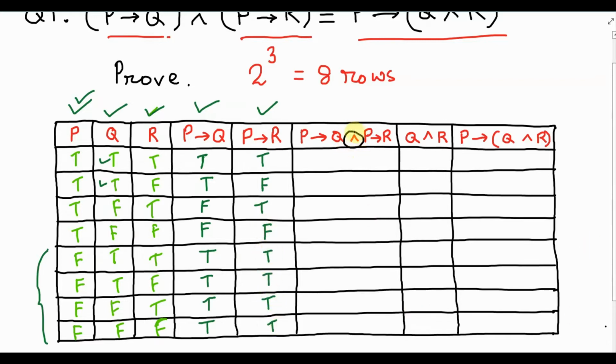The column P implies Q and P implies R uses AND logic, which means both the P implies Q column and the P implies R column must be true for this column to be true. All other entries are false. Now enter truth values for the P implies Q and P implies R column. The column Q and R uses AND logic. Therefore, if Q column and R column values are true, then the Q and R column is true, otherwise it is false. Now enter truth values for the column Q and R.